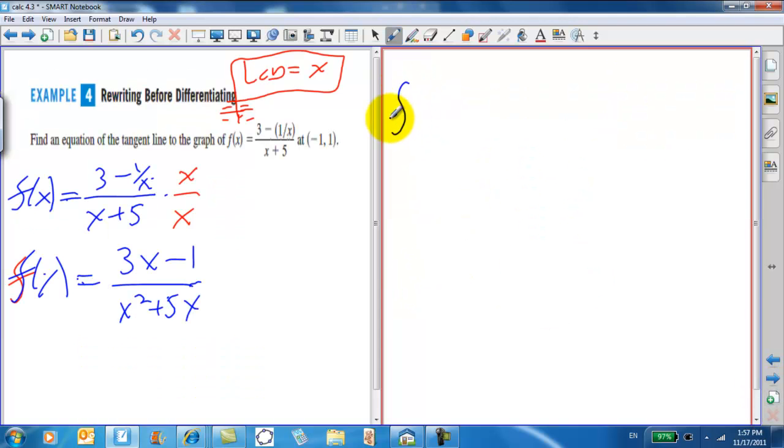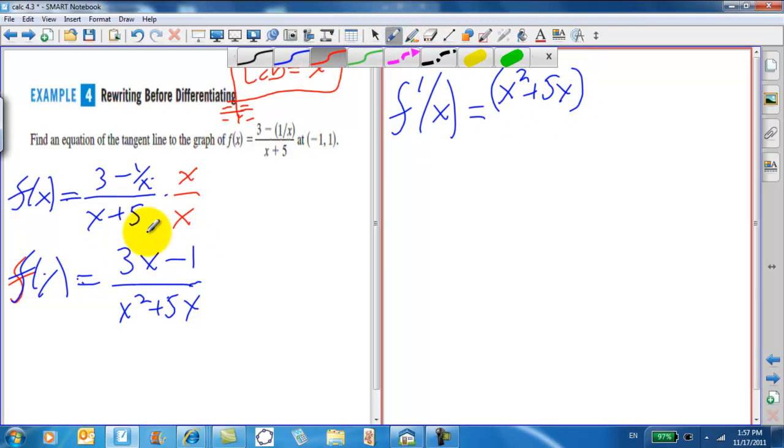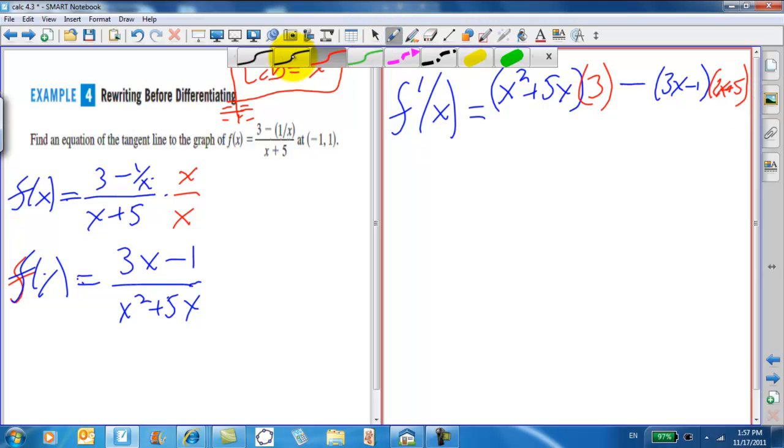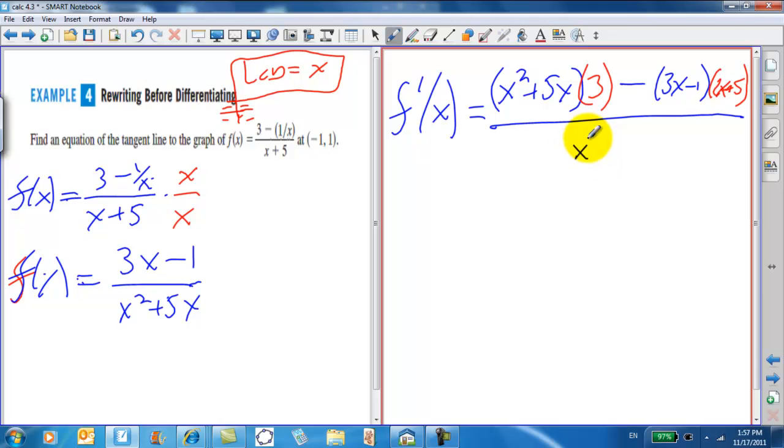So for the derivative now, let's try our new low d high technique. Low, which is x squared plus 5x, times the derivative of the high function. Well, the derivative of 3x minus 1 is just 3. Minus low, we've got to switch it around. If this was low d high, now we've got to go high d low. So the high function is 3x minus 1 times the derivative of the low function, which is 2x plus 5. All over the low function squared.